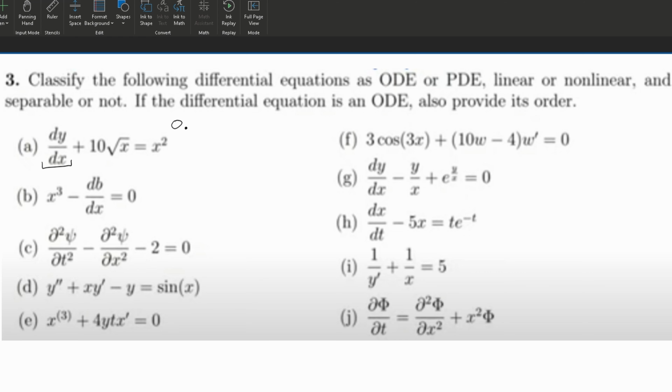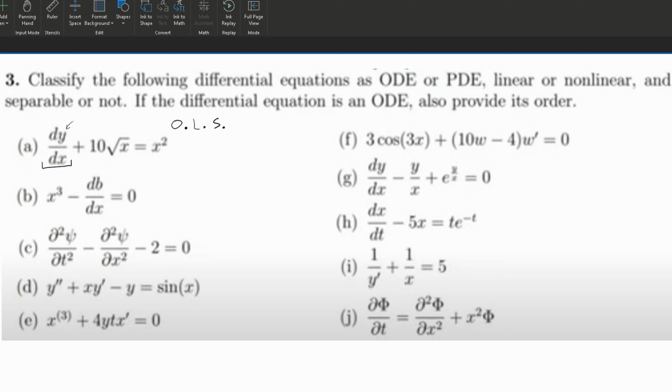Well, let's look at our dependent variable. That's what we want. So our dependent variable is y here. It's only occurring once. It's not contaminated by anything, it's not inside of anything. It is linear. Now, is it separable or not separable? Well, we can move our 10 square root of x to the other side. We can multiply everything by dx, and we will see that this is separable.